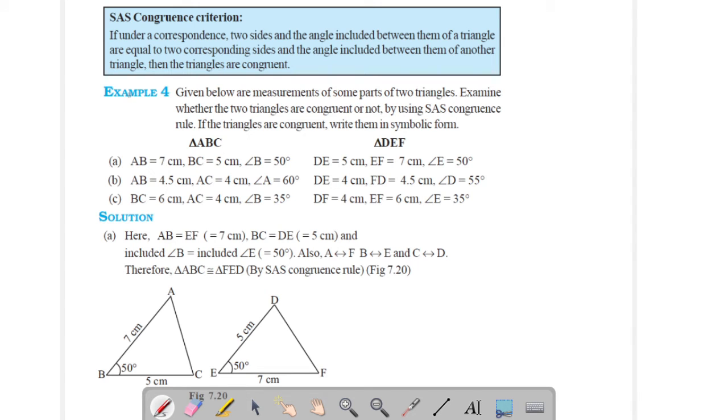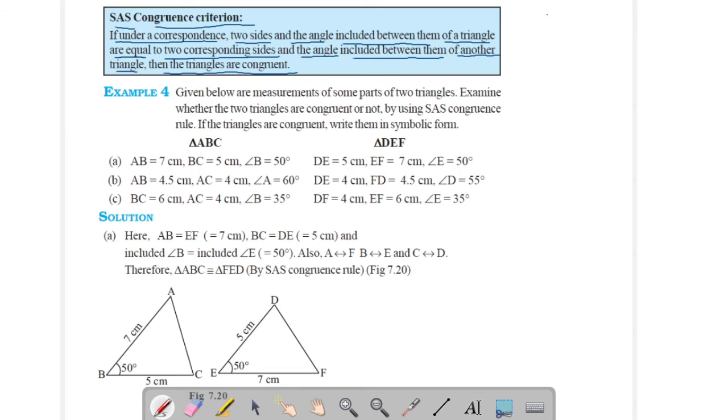Now come to the second criterion of congruency. It is SAS, that is, the side angle side congruence criterion. In this, if under a correspondence two sides and the angle included between them of a triangle are equal to two corresponding sides and the angle included between them of another triangle, then the triangles are congruent.